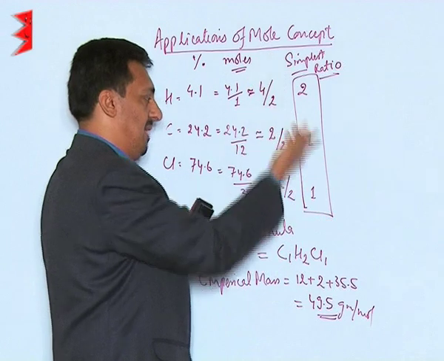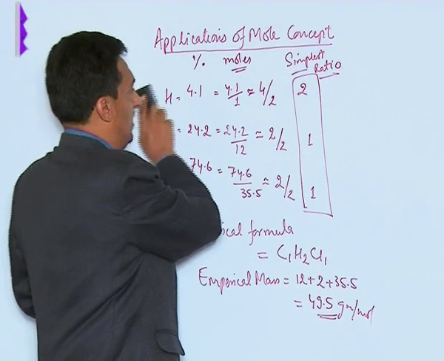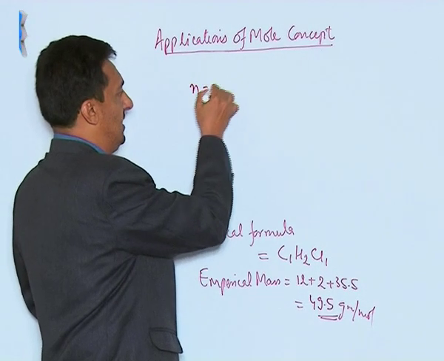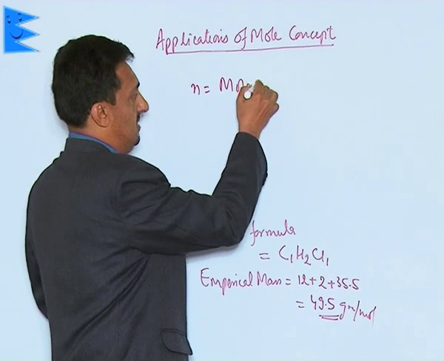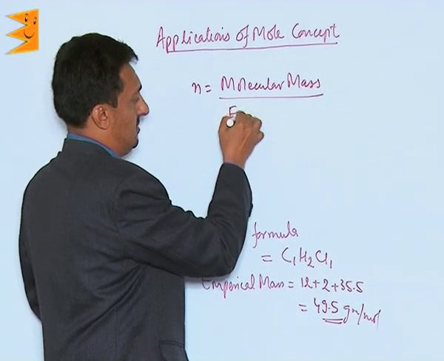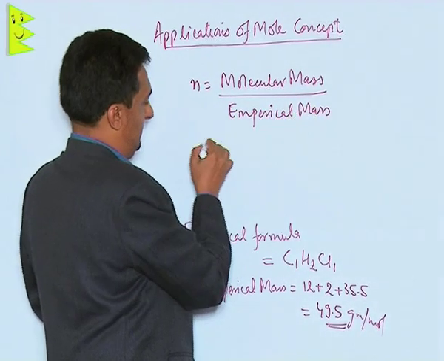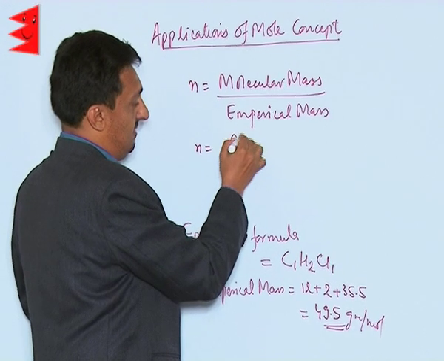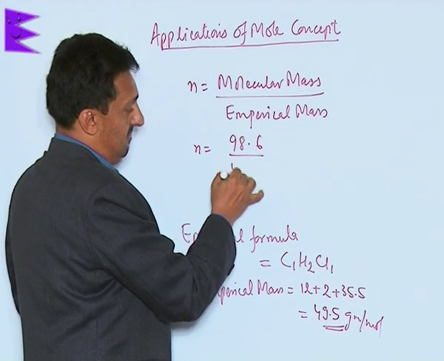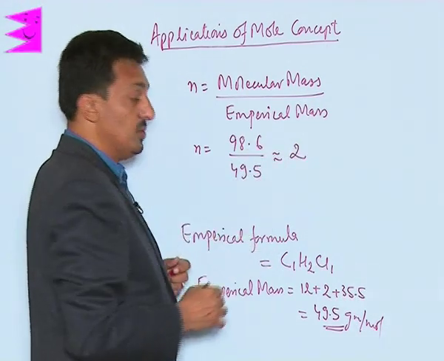So here by chance we have got them in the terms of 1, 1 and 2, so there is no need to do that. Now what we will do now is, we will find out N. The N we already know is the molecular mass over empirical mass. Molecular mass given was 98.6, empirical mass is 49.5, so this is approximately 2.